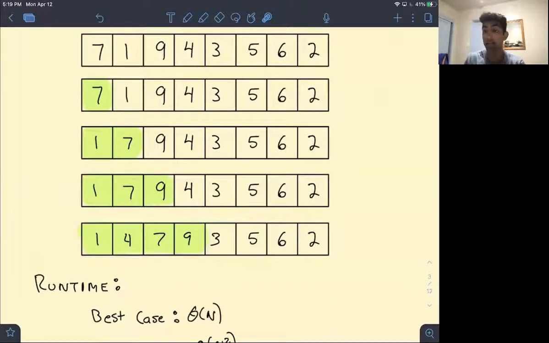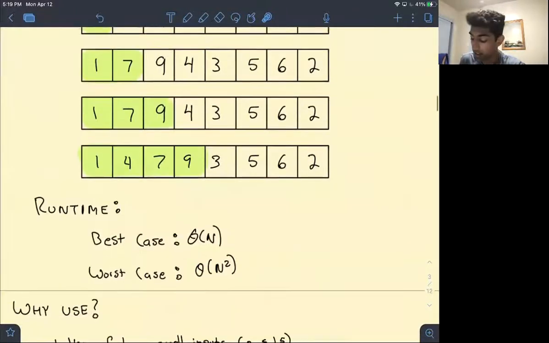And if we keep repeating this process, eventually this entire list will be sorted, because we're growing this green region. So looking at the runtime, I'm going to claim that the best case runtime is theta of n, and the worst case runtime is theta of n squared.